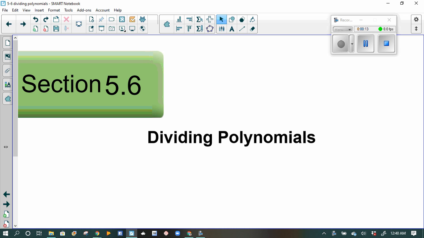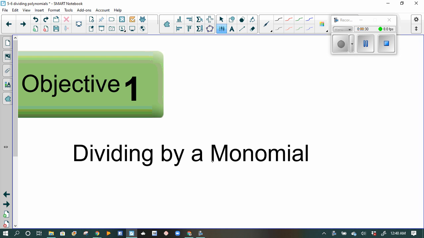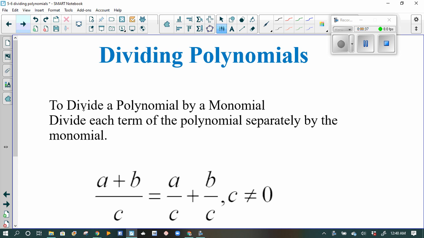So think about dividing. You're going to see it three ways. First, we're going to divide a monomial. Remember, a monomial is just one term, like 2x. So we're just going to divide monomials.